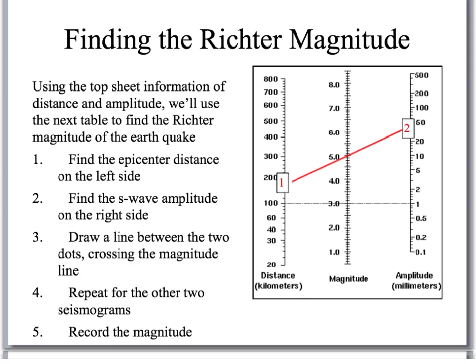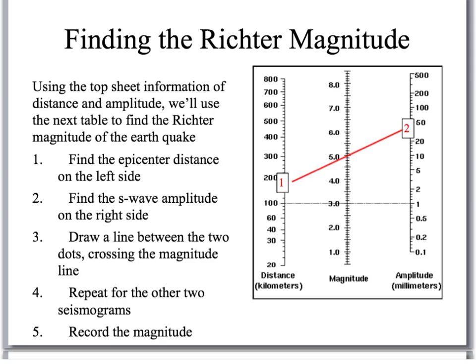So to use this for our lab, you're going to find the epicenter distance from your top sheet on the left side and put a dot. Then you're going to find the S wave amplitude on the right side, put a dot, and then you're going to draw a line in between the 2.